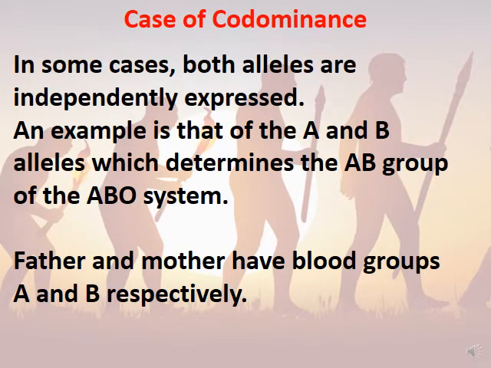Let's move to talk about the case of codominance. As we said before, codominance is the co-expression of both alleles, where both alleles are dominant and both of them are expressed. In some cases, both alleles are independently expressed. An example of that is the alleles A and B of the blood group. These alleles A and B determine the blood group AB of the ABO system. Father and mother have blood groups A and B respectively.